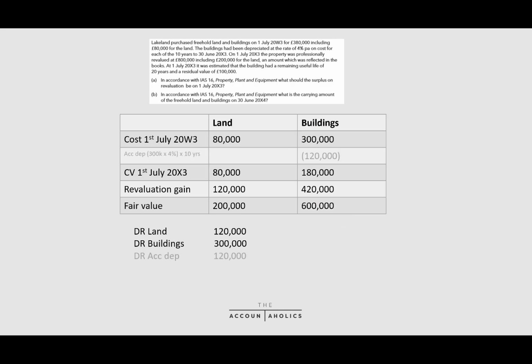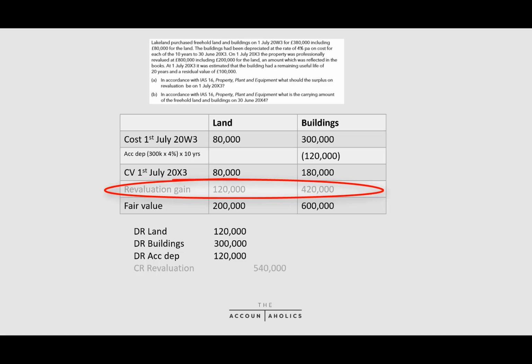In step 2, what we want to do is strip out the depreciation that's accumulated. This is the 120,000. And then in step 3, we're going to take that balancing entry to the revaluation reserve. Now here we've already worked out the overall gain. It's simply the summation of the 120,000, the 420,000 for buildings, giving us 540,000 altogether. Remember that revaluation movement is always the difference between the carrying value and the fair value.